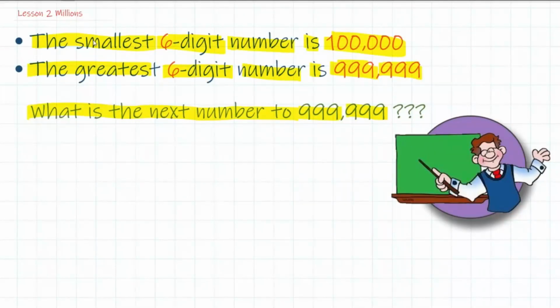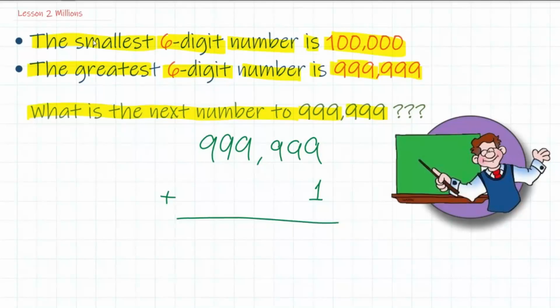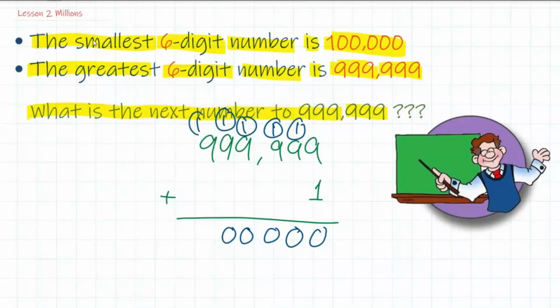Okay, let's add. We have here 999,999 plus 1. Okay, let's see. 9 plus 1 equals 10, 0 and carry up 1. We repeat this for each 9, carrying 1 each time. And the last 9 plus 1 equals 10.